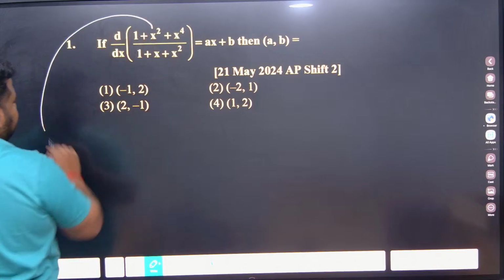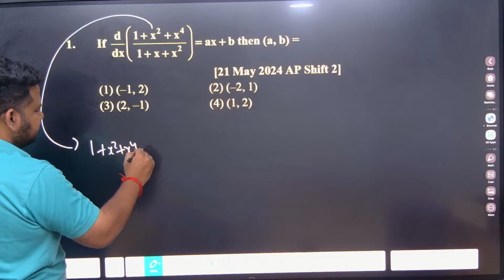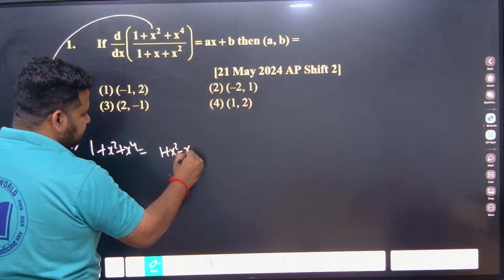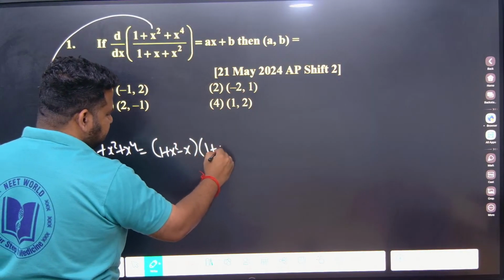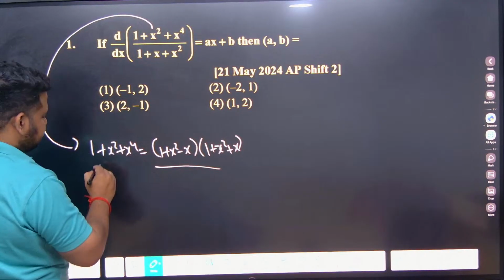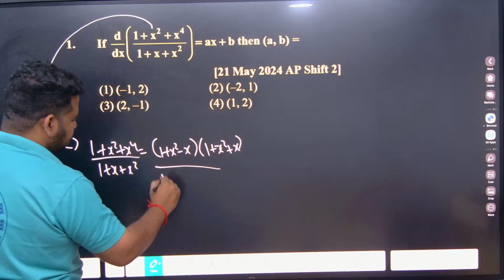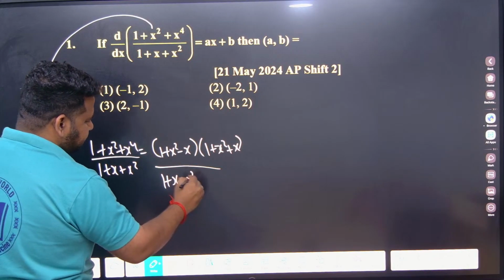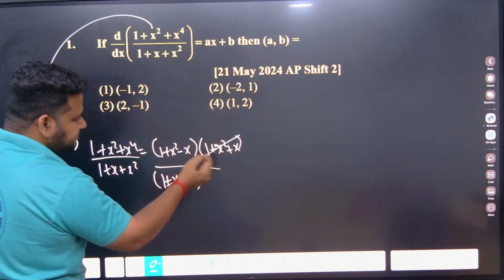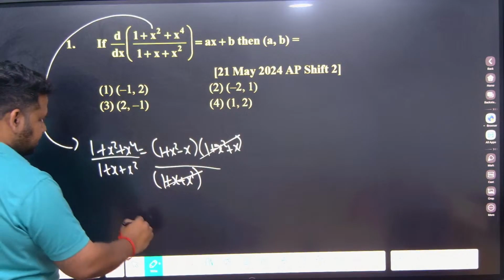So this very important result you should know. 1 plus x square plus x power 4 can be factorized as 1 plus x square minus x, and it can also be factorized as 1 plus x square plus x. Here we are having divided by 1 plus x plus x square. Definitely this and this I can cancel because it is the same. So if I apply and cancel this, what did I get?